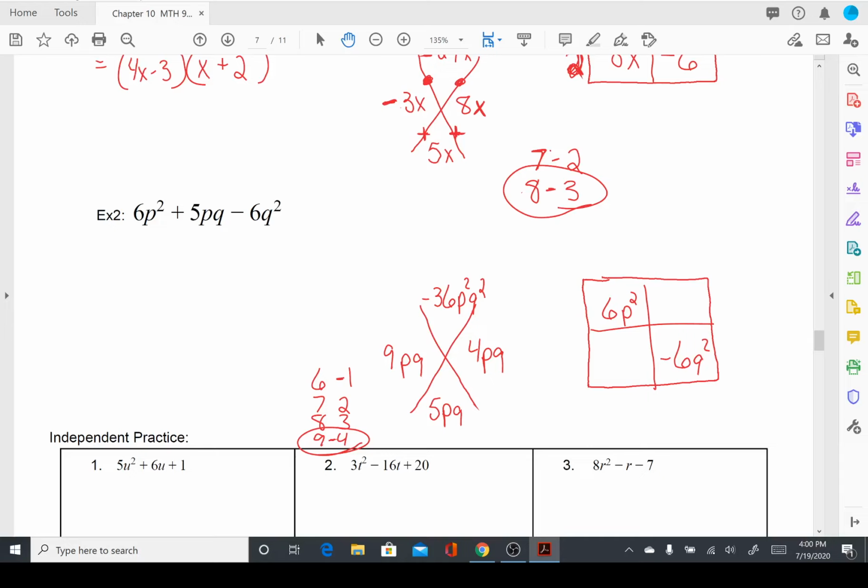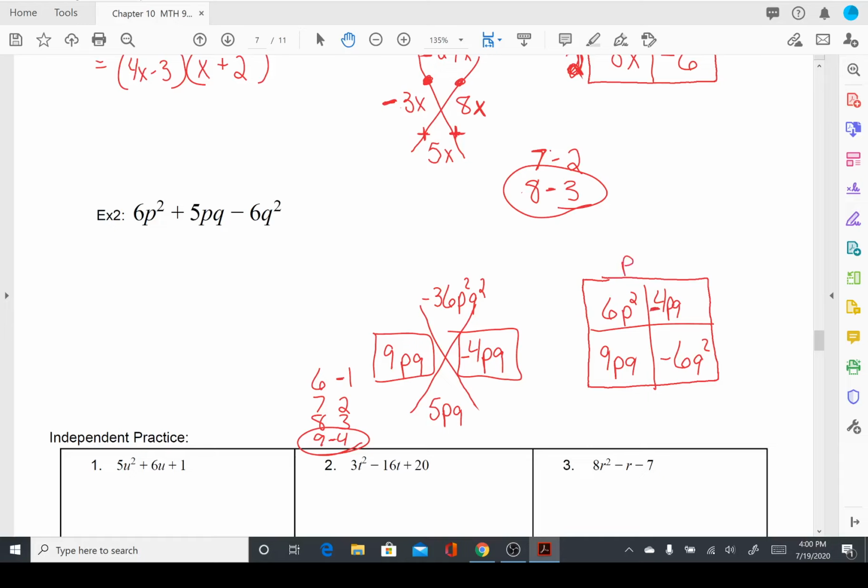So these are the 2 missing boxes. Doesn't matter where you put them. You can put them in the top or the bottom. I'll just put the 4 up here, and I'll put the 9 down here, and I forgot which one was negative. The 4 was negative since I had a positive 5. Okay, and I should be able to figure things out from here.